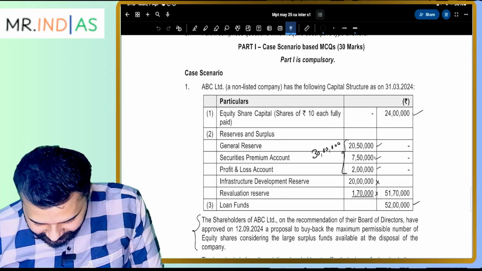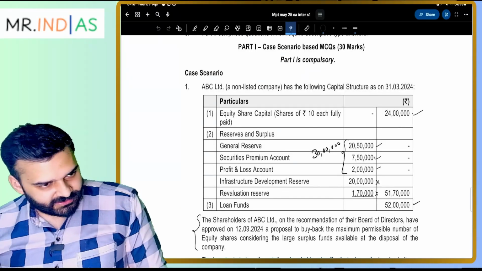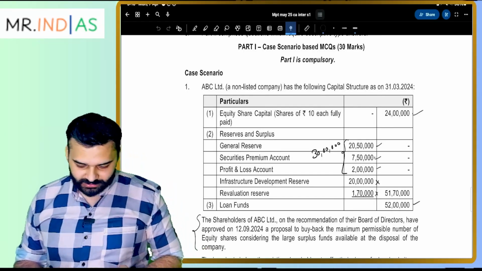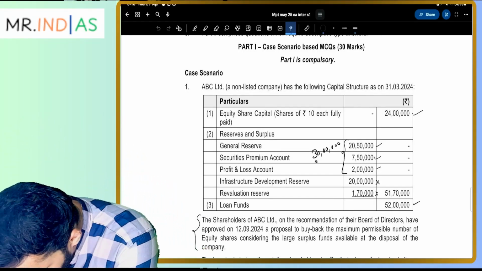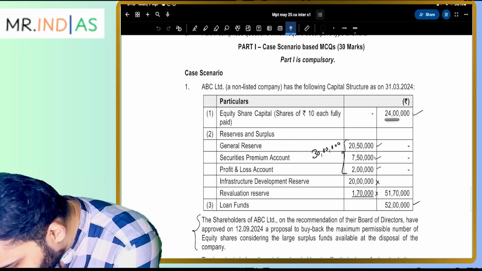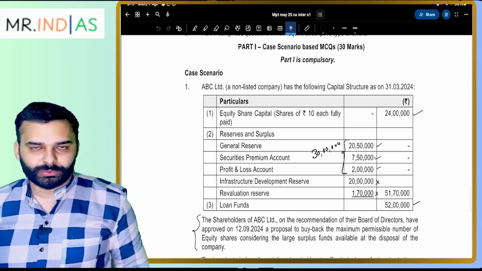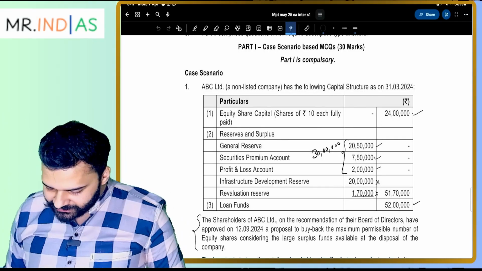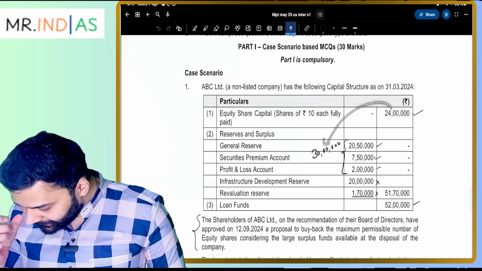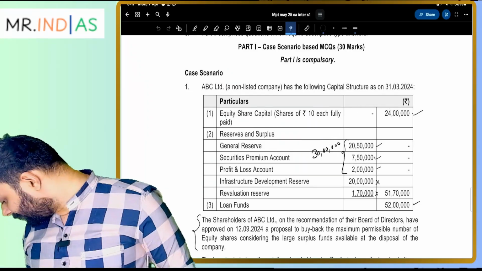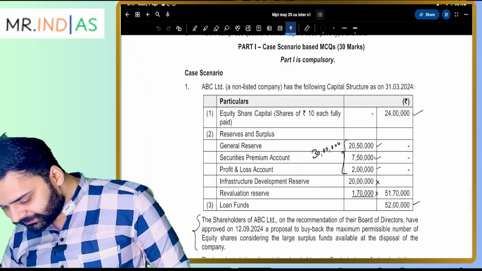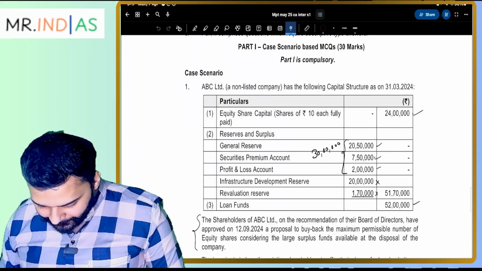So these three are the reserves that you consider: general reserve, securities premium, and profit and loss account. The total of these three is 30 lakh, and the equity share capital is 24 lakh. So the total equity you have invested in your business is 24 plus 30, that is 54 lakh rupees.